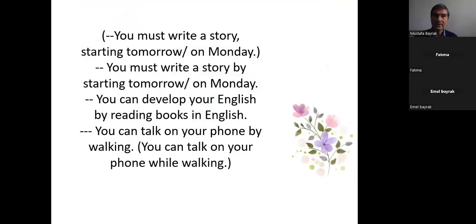You must write a story starting tomorrow, for example. Or you must write a story starting on Monday. You must write a story by starting tomorrow. You can develop your English by reading books in English. You can talk on your phone by walking.